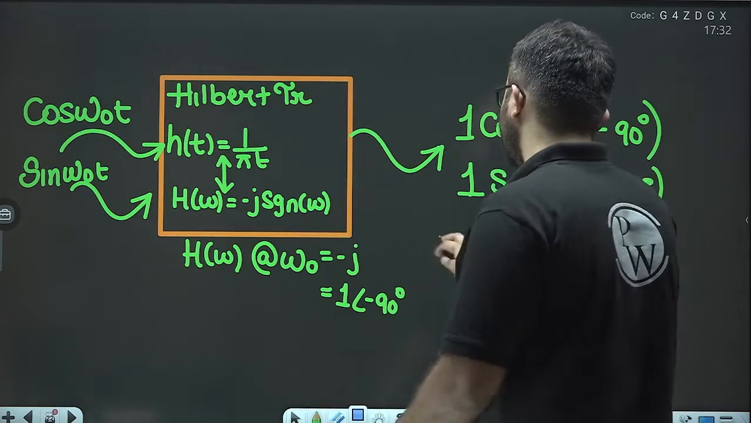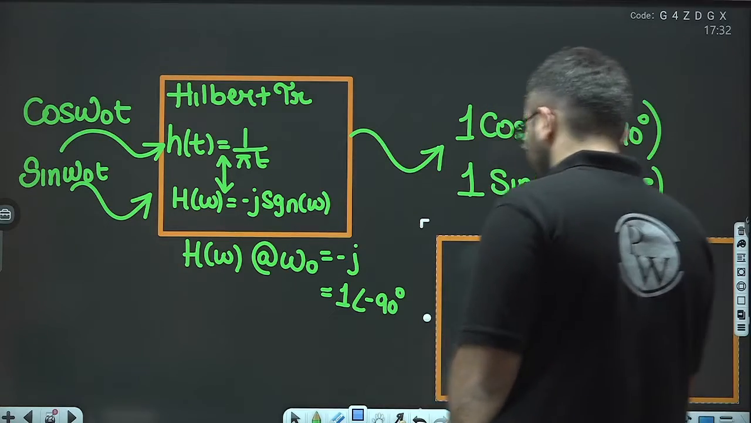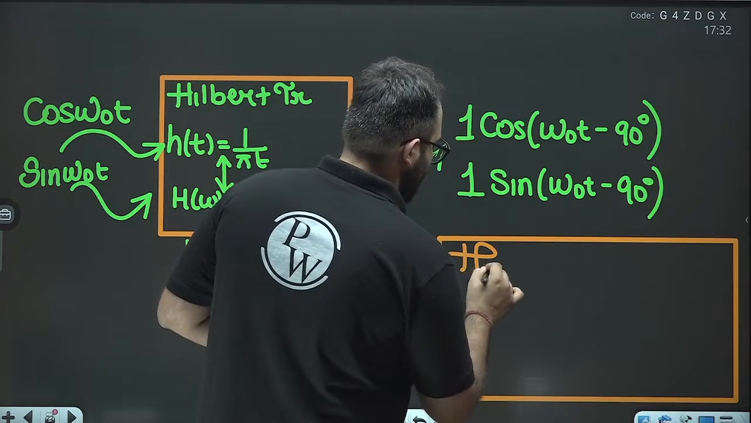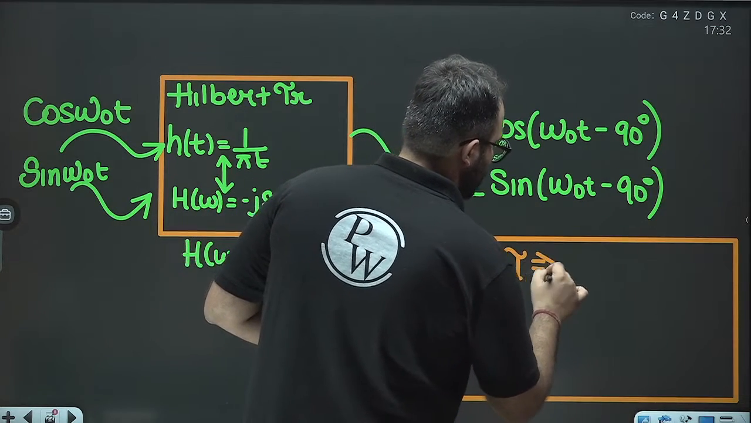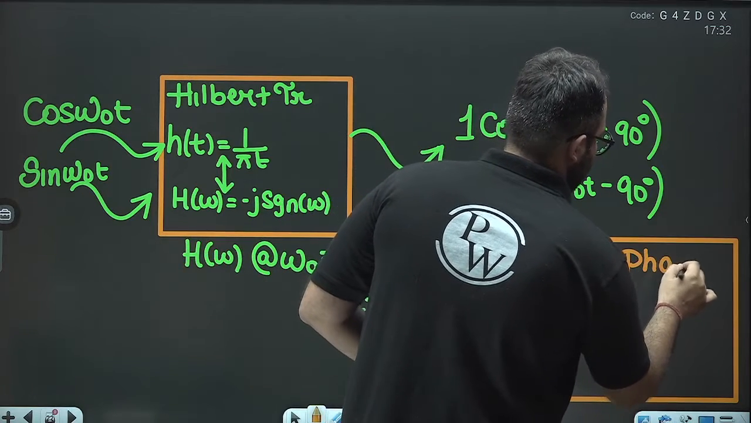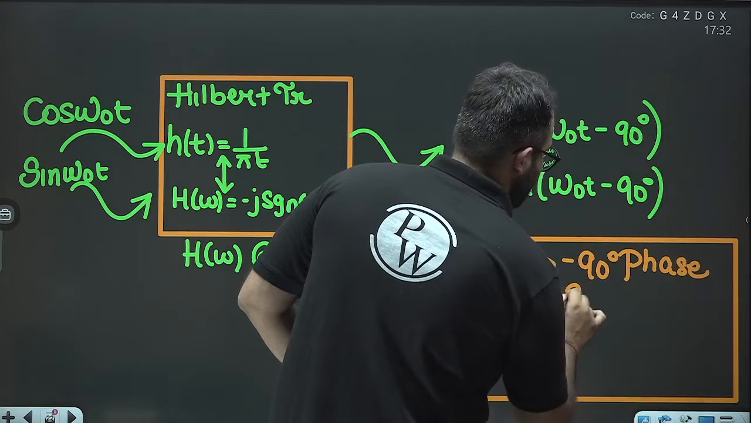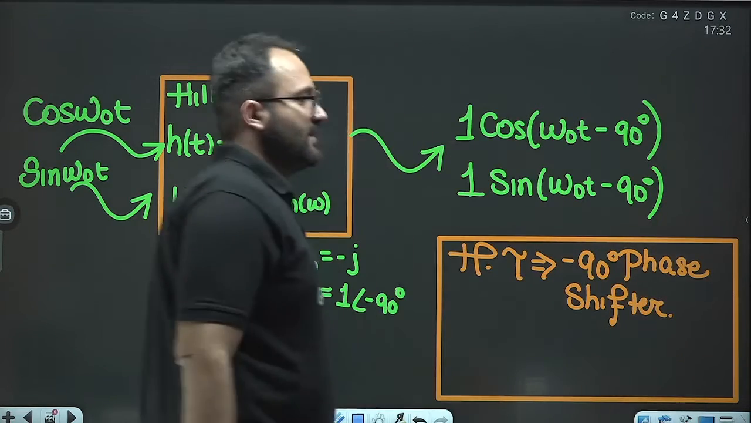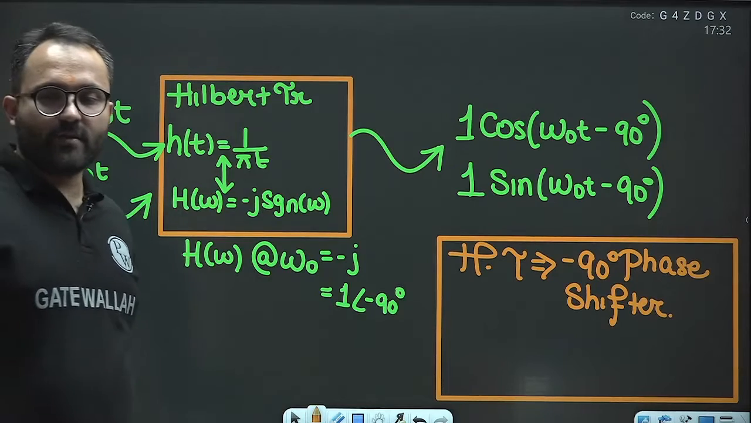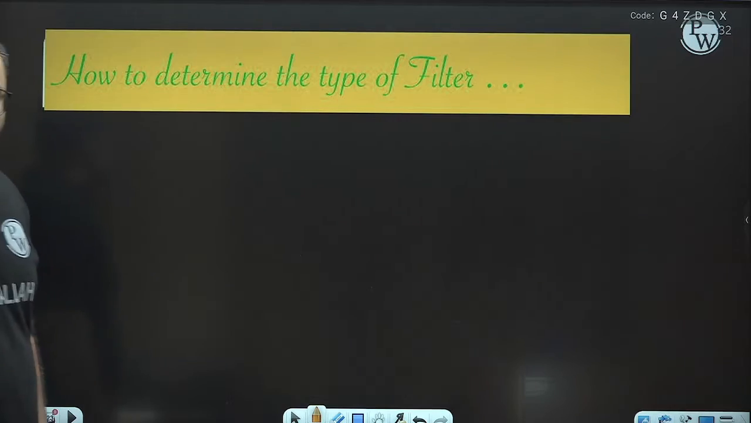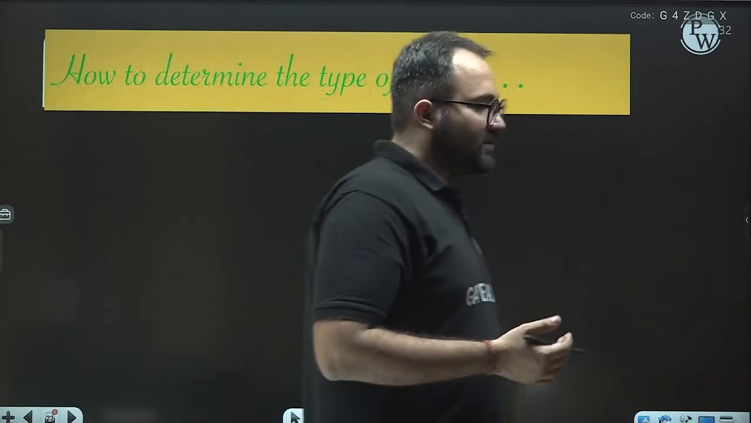So remember this very important characteristic for the Hilbert transform, that the Hilbert transform is a minus 90 degree phase shifter. Remember this property, very important. Okay, so now let's move on to how to determine the type of filters.